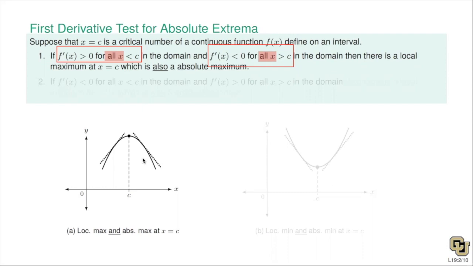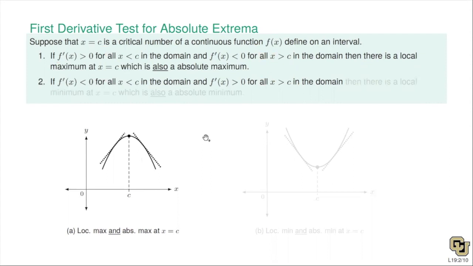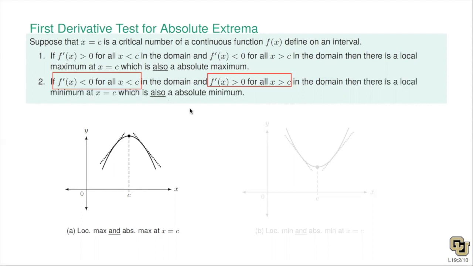And if you flip this picture upside down, we get the other criterion. Again, if we have the function decreasing for all x to the left of the critical point, and then the function is increasing for all x to the right of the critical point, then if it's always decreasing to the left and always increasing to the right, at the critical point that's obviously a local min, but it's also the lowest point. It's also the absolute min.